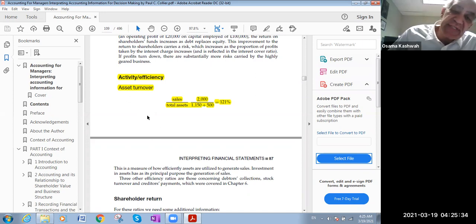So the first one is the assets turnover. This will be the sales divided by the total assets. So if the sales are 2,000 and the total assets, both the current assets and fixed assets, all of them were this amount, 1,150 plus 500, so I will divide 2,000 by 1,650. That will give me 121%.